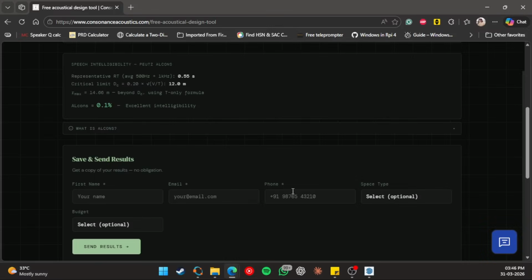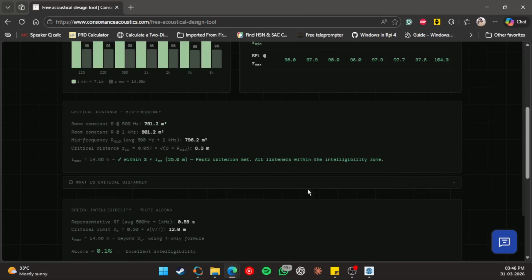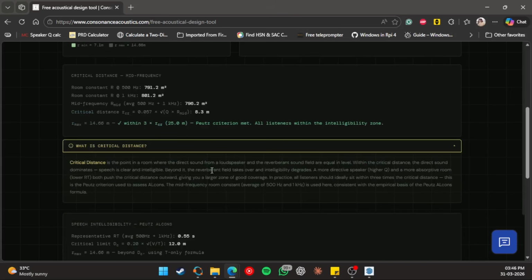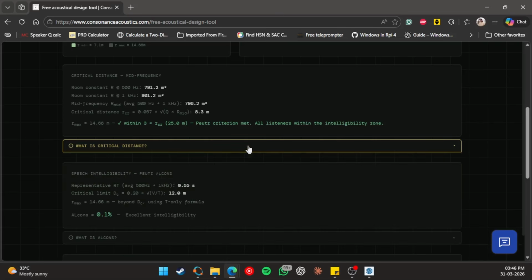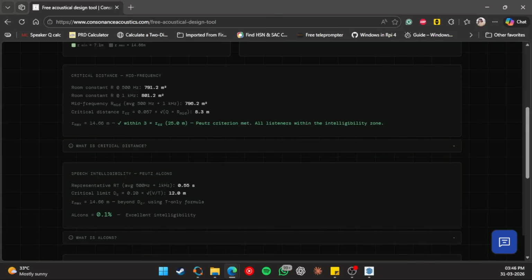You can also check the critical distance. It is the point in a room where the direct sound from a speaker and the reverberant sound from the room are equal in level. Beyond that distance, reverberant energy takes over and speech intelligibility drops. In a highly reverberant space, the critical distance can be as short as 2 to 3 meters, which is why speaker placement and directivity matters so much.